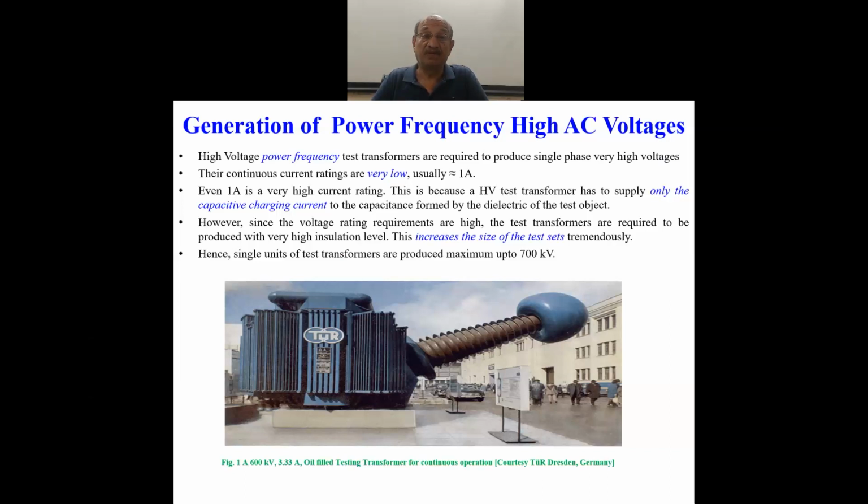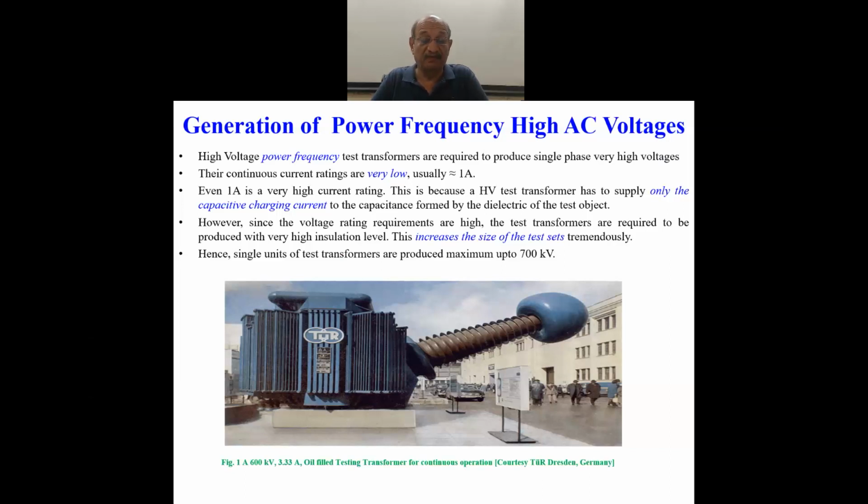Because of the requirement of the volume of insulation needed to be provided in this test transformer. As I mentioned, the current required by such a testing unit would be only the charging current of the capacitor formed by the insulation. And the charging current, you know very well, of a capacitor is very, very small, although it is totally capacitive charging current.